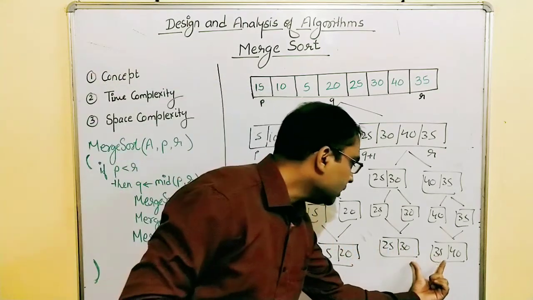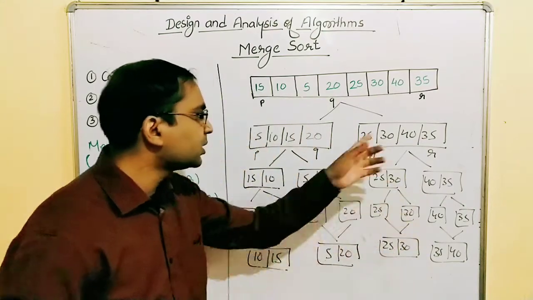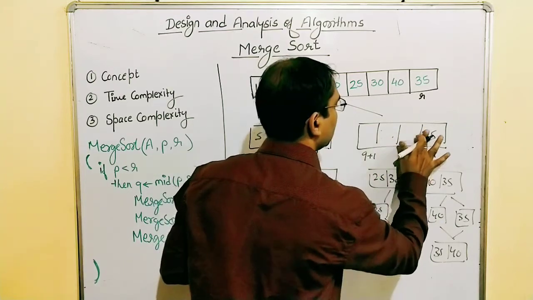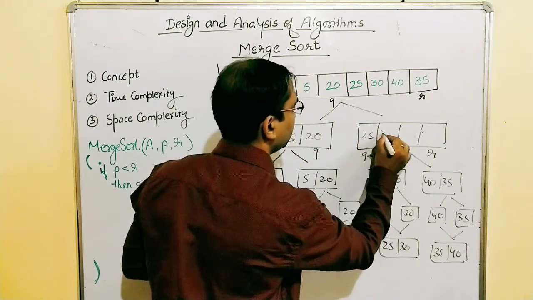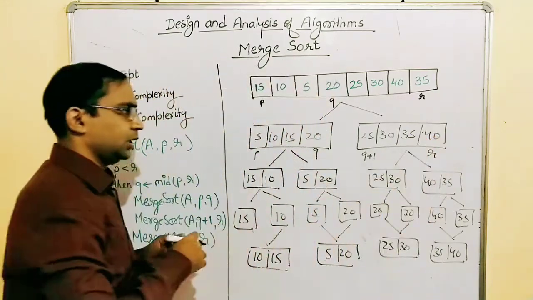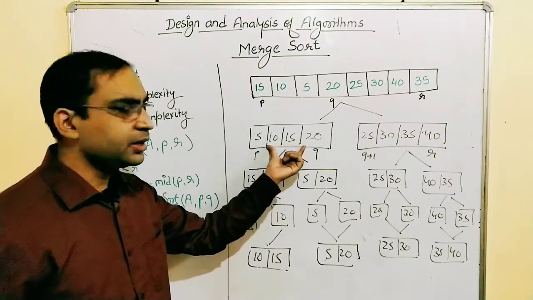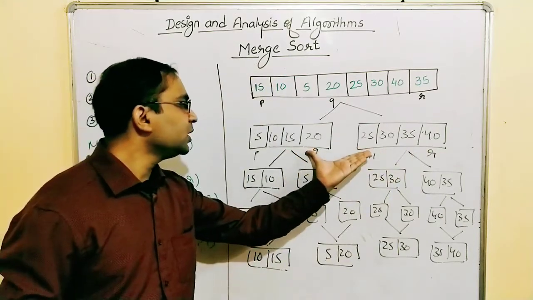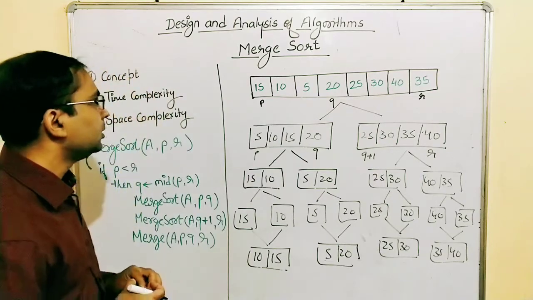And now once again on the right hand side, we'll merge this. Again, while merging, we need to make sure that this results into a sorted list. So let me write the sorted list here. So we are merging back. So now this will be 25, 30, and then this will be 35, and this will be 40. So we can see that these two lists are merged into another sorted list, and these two lists are merged into another sorted list, and finally these two lists will be merged into this sorted list. So this is how the merge sort operates.